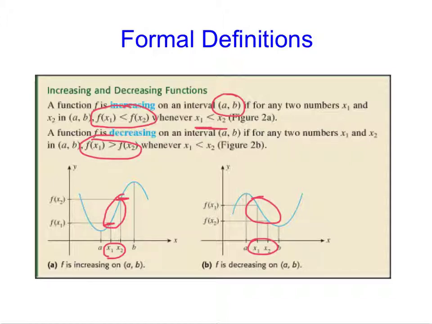In common terms, it means when a graph is moving upward, it's increasing. When a graph is moving downward, it's decreasing. We always read from left to right.